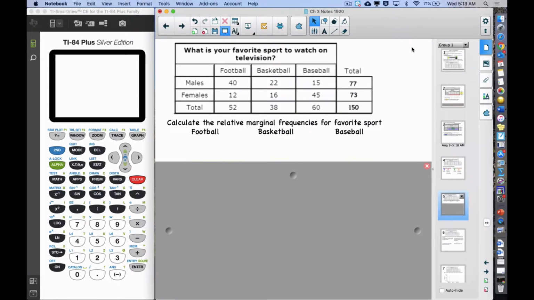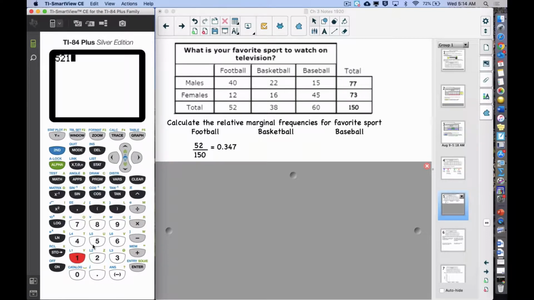So just a couple examples. If we wanted to calculate the relative marginal frequency for favorite sport, for football, I'm looking at all of the people who watch football out of everyone, 52 over 100, and then you can crunch the value out. And I mentioned this last chapter, but when you're typing these in, make sure you round correctly.